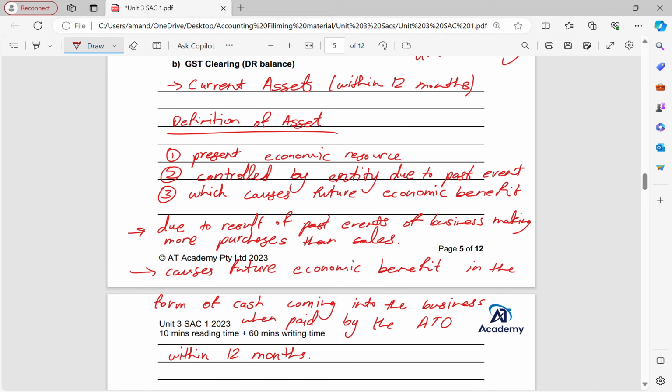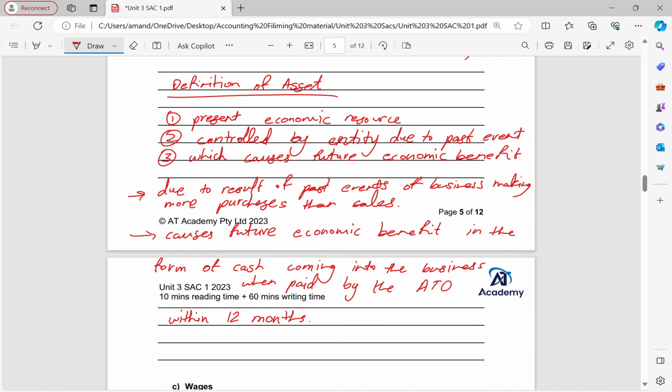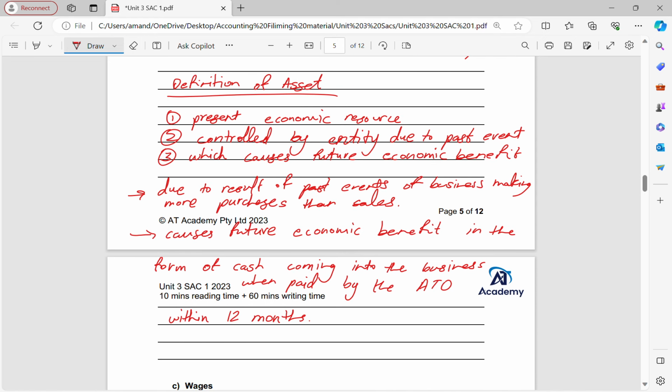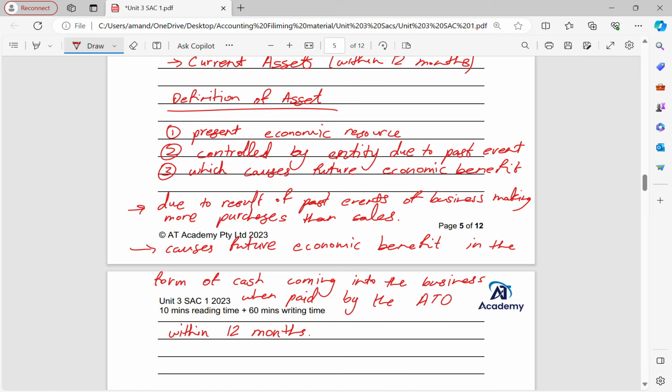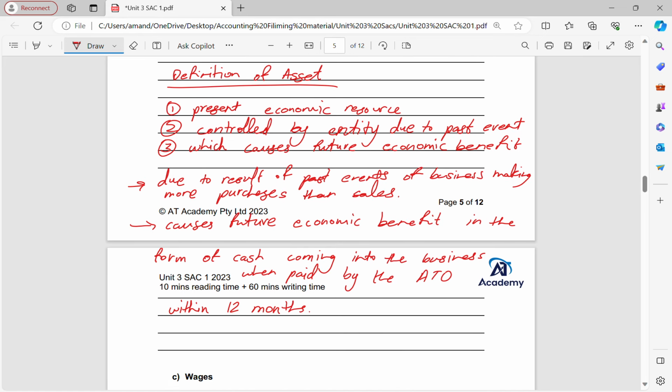So GST clearing debit balance is a current asset. It's a present economic resource controlled by the entity due to past events of the business making more purchases than sales. It's controlled by the entity. This will further cause future economic benefit in the form of cash coming into the business when paid by the ATO within 12 months. And within 12 months is crucial. This essentially is a hallmark.